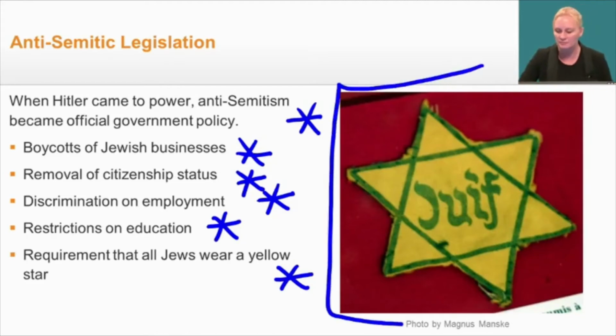Now, Judaism was determined by their ancestry. Remember, not solely by their religion. As we move forward through this lesson, remember that I'm talking about a religion, an ancestry, a culture, not just a religious belief. But here in this picture, you can see the sewn-on star that all Jewish people in Germany had to wear, identifying them as a Jewish person.